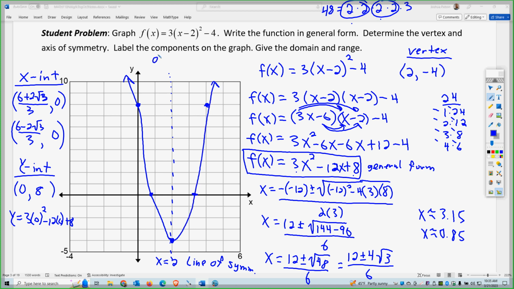That's okay. So my domain and range are the last two things that I need. So my domain, well, parabolas go in both directions forever. This one only goes down to -4, right? So I can put a bracket here, but it goes up forever. Okay. All right, let's go to the next page.